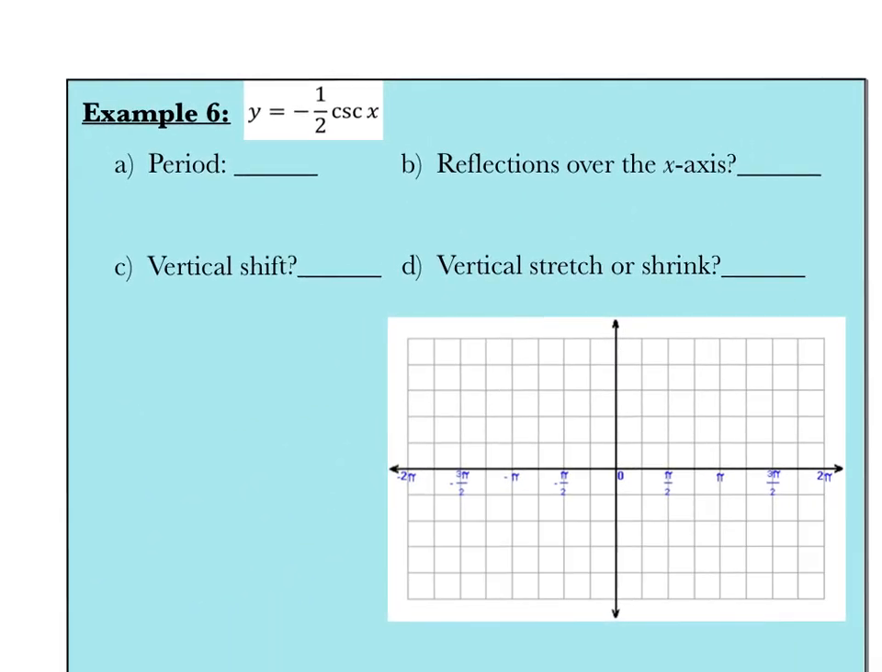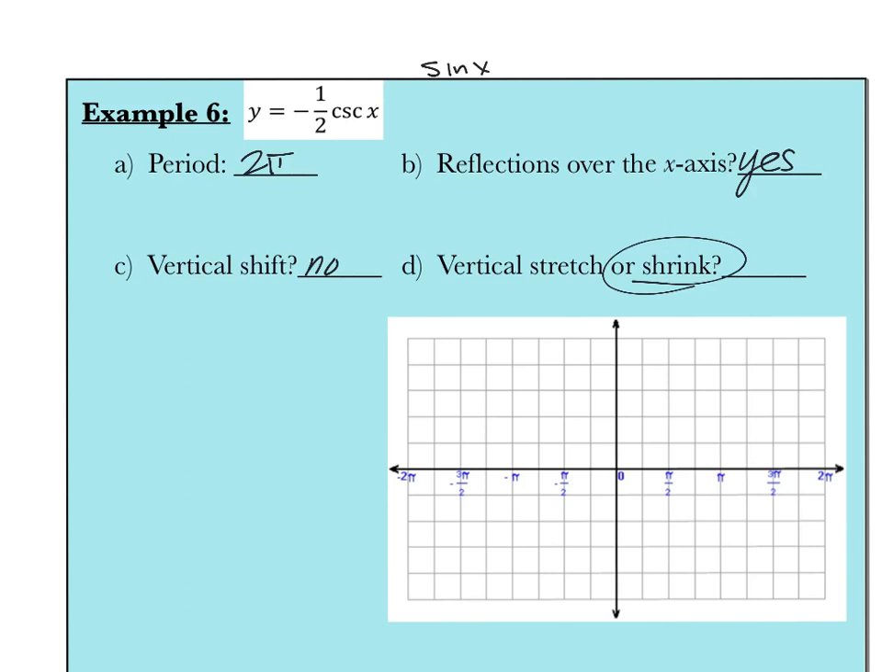Okay, so what's going to happen here? Well, cosecant, meaning I want sine of x. Period's still going to be 2 pi. Reflection, yes, because there's a negative out front. Vertical shift, no. Vertical shrink, and it's going to shrink by a half.